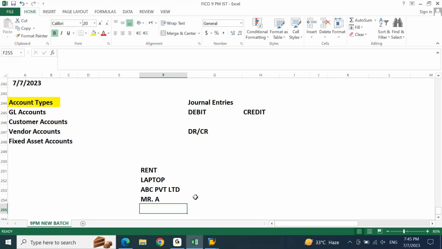So will all the P&L accounts be GL accounts? P&L transactions, yes, correct. I'll mention that now. I'll explain on what basis we understand GL, customer, vendor, and fixed asset.